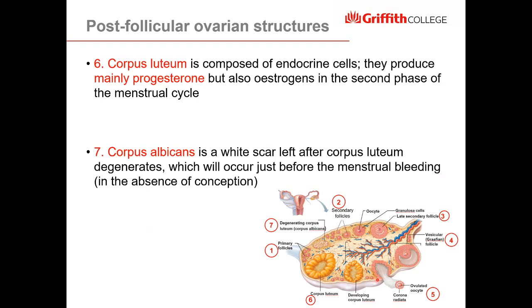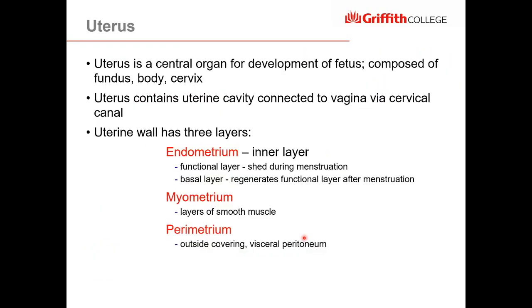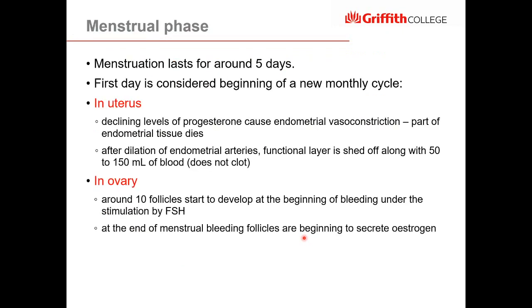This decrease in progesterone is due to the conversion of our corpus luteum into the corpus albicans, because there was not a successful fertilization or implantation within the endometrium. Because of that, the corpus luteum degraded into the corpus albicans, which led to a drop in progesterone levels, which essentially causes endometrial vasoconstriction. That restricts blood flow to the endometrium, causing that outermost layer of tissue to die and be shed away.